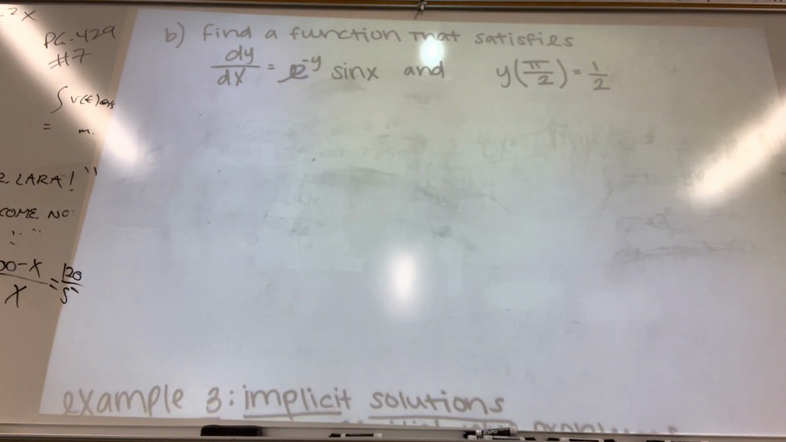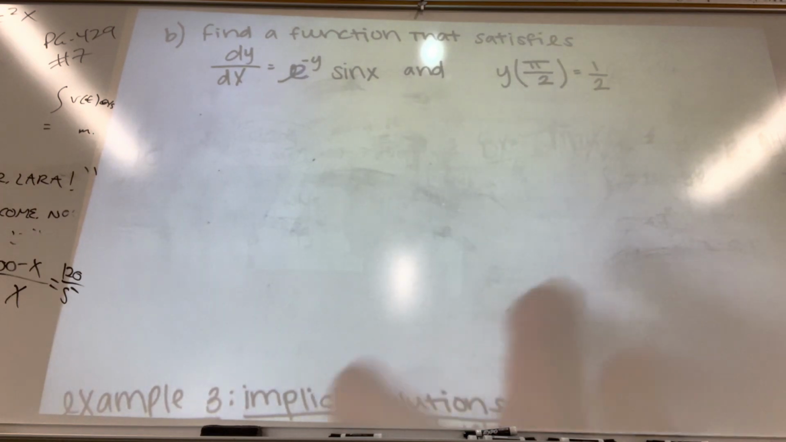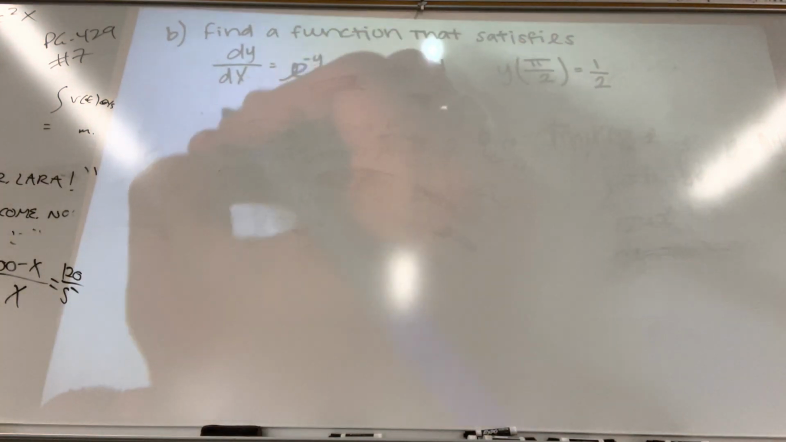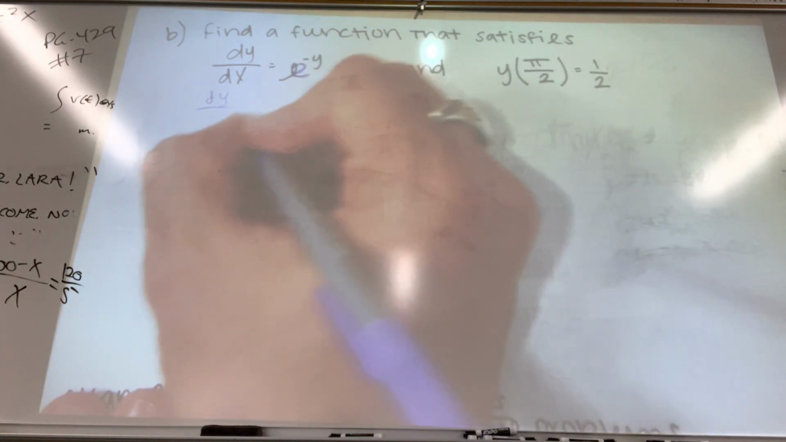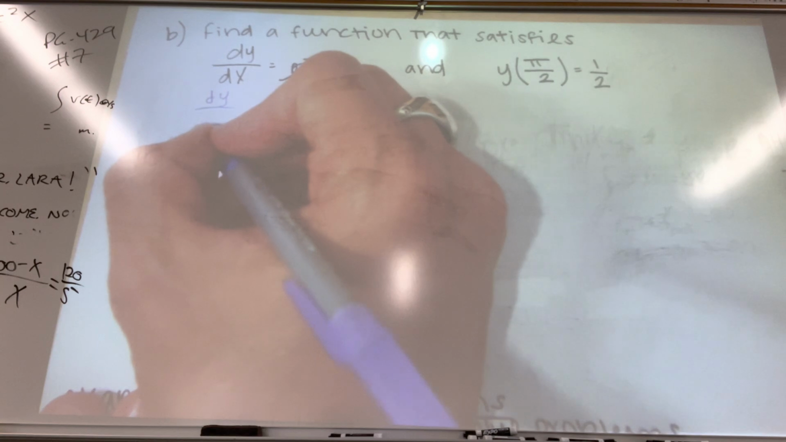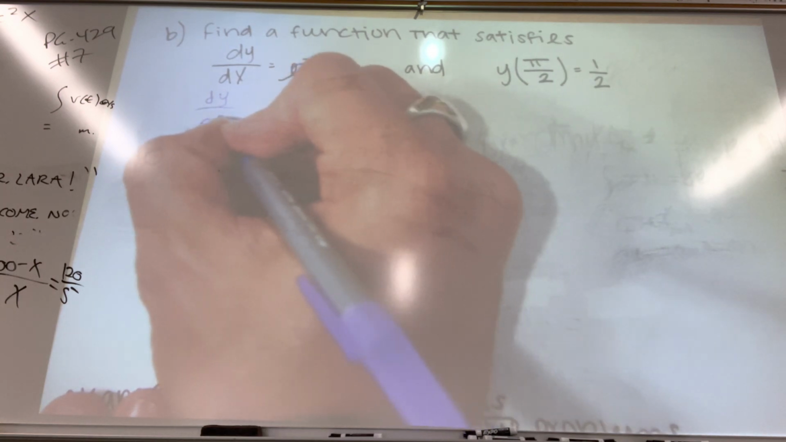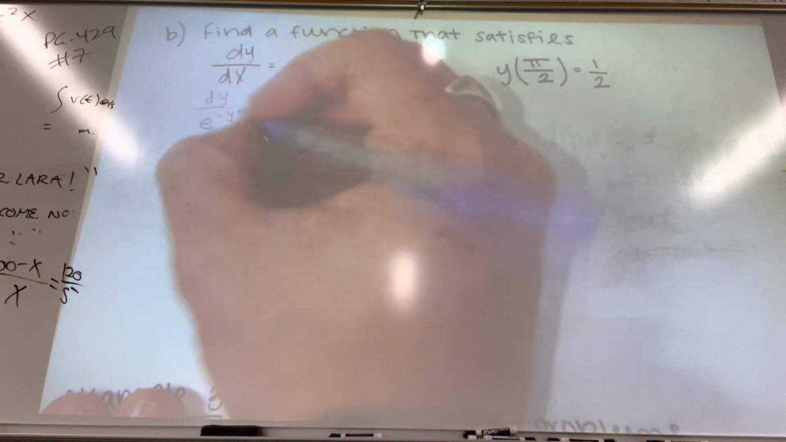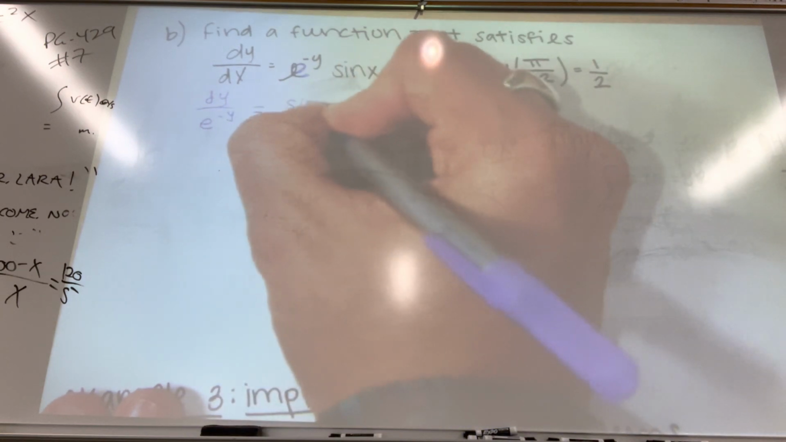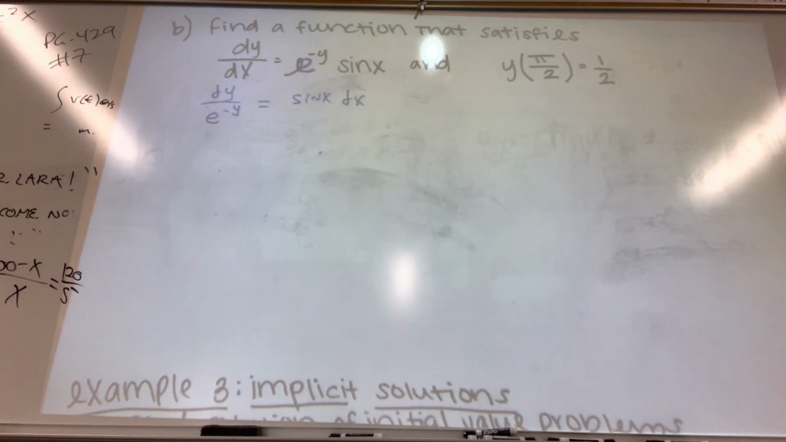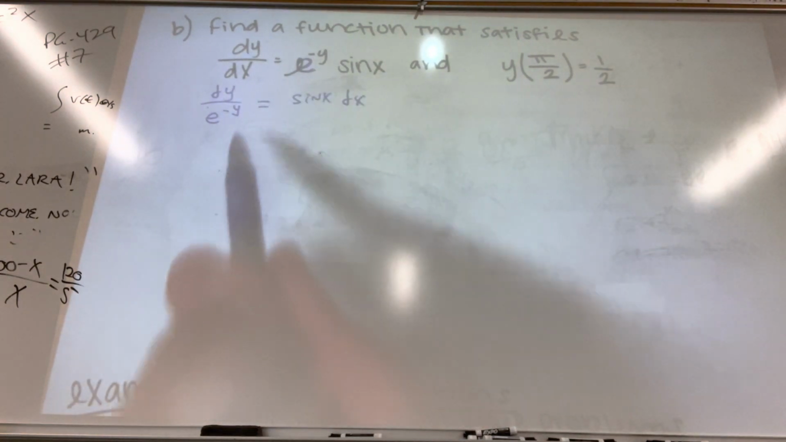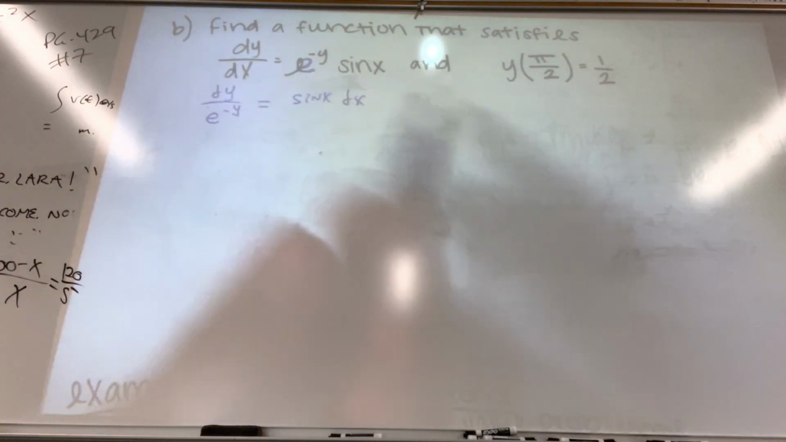You got it? Okay. Joshua, what you got? Dy over what, I'm sorry? E to the negative y equals sine x dx. We agree? Okay, raise your hand if you got that or something equivalent. Yeah. We just divided by e to the negative y and then multiplied by dx.